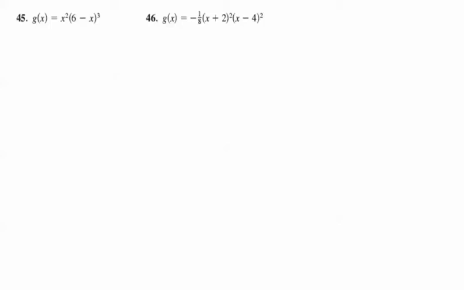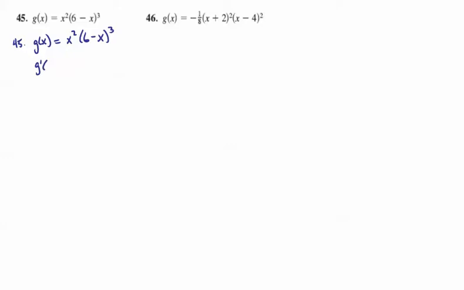In this video we'll go on with number 45, and we're looking for all relative extrema, using the second derivative test wherever we can. So 45, we have g of x is equal to x squared times (6 minus x) to the third power.